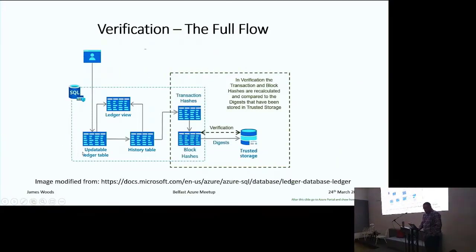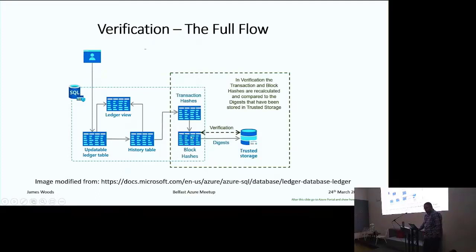So same as before, we've got the updatable ledger table, the history table, and the view. The history table and the view were created by Azure. The only thing I created was the ledger table. Then we've got two sys tables here for the transaction hash and the block hashes. As the block hashes get created every 30 seconds, they get sent as digests to trusted storage. Then when we kick off the verification in this dash box, the database engine has to recalculate all of the row hashes, turn those back into transaction hashes, and then redo the block hashing.